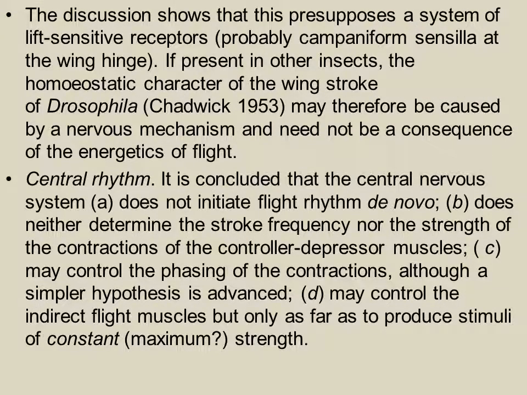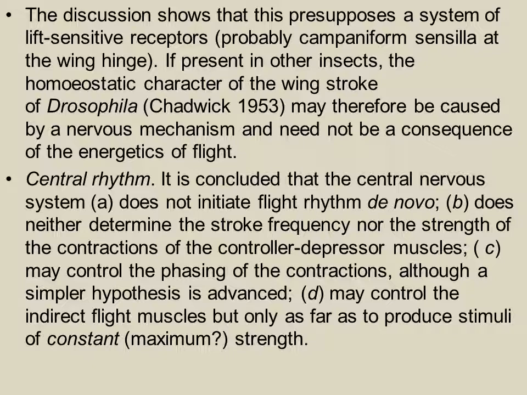The discussion shows that this presupposes a system of lift sensitive receptors, and probably these are the campaniform sensilla at the wing hinge. If present in other insects, the homeostatic character of the wing stroke of Drosophila may therefore be caused by a nervous mechanism and need not be a consequence of the energetics of flight. Now this is for the Drosophila.